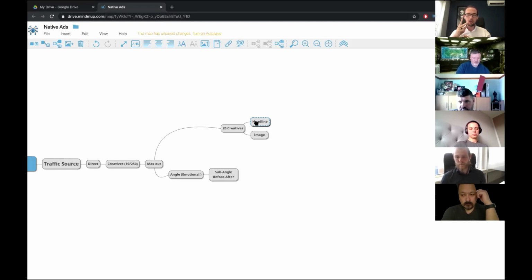So start with both and then make a choice. One is not better than the other. They both need to be tested. So we have 20 creatives.